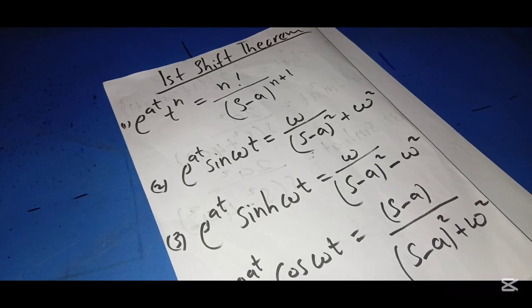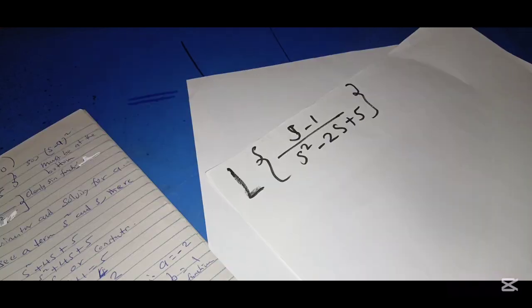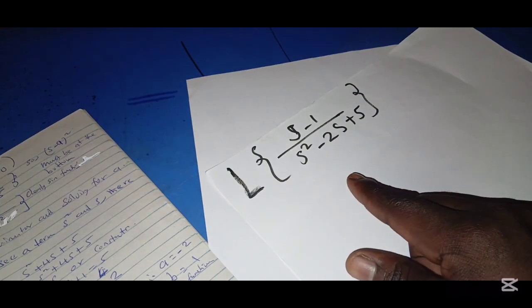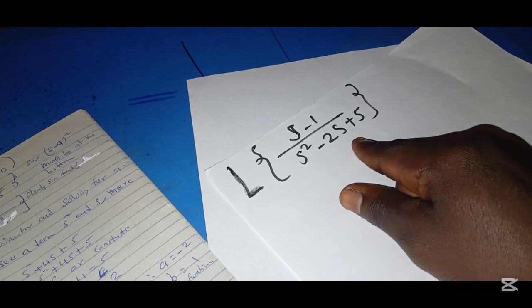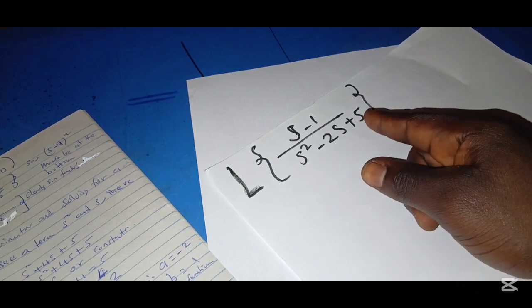So now let's go in. It is a basic math problem. Let's go into where my trick is coming from. Find the inverse Laplace transform of s minus 1 over s squared minus 2s plus 5.